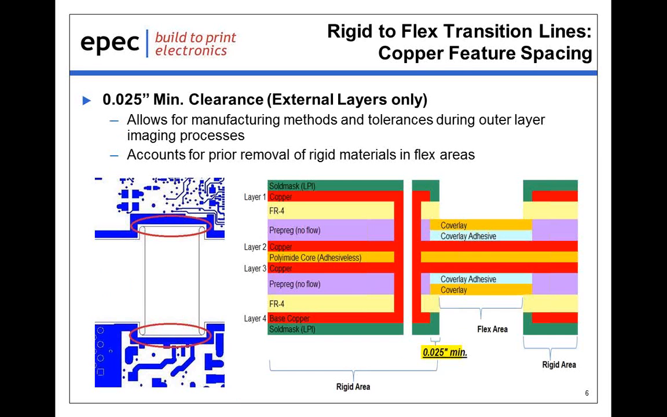The second item pertains to the external layers and the copper features that exist on the external layers. In this case here, a minimum spacing of a copper feature to the rigid to flex transition line of 25 thou minimum allows for the manufacturing methods and tolerances during the specific outer layer imaging processes only. And again, specifically, this is being driven by the fact that the rigid materials have been removed and do not exist during this process step in the flexible areas.